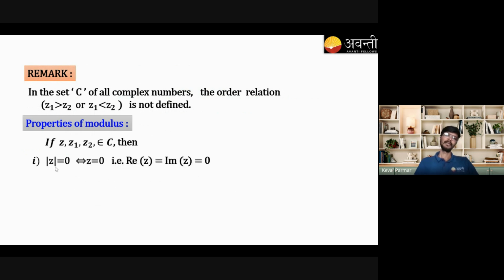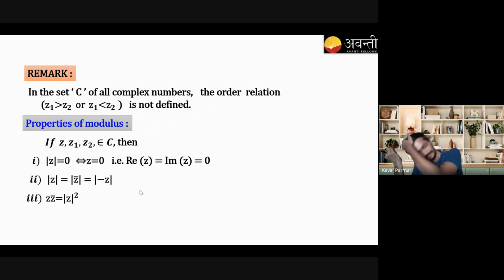If modulus of z is 0, it implies z is 0. Correct, guys? Because then a and b both have to be 0. Next, modulus of z is equal to modulus of z bar. Because what is the difference in z and z bar? Only the sign change in the imaginary part. It doesn't really affect the real part and imaginary part, as ultimately we have to square it.